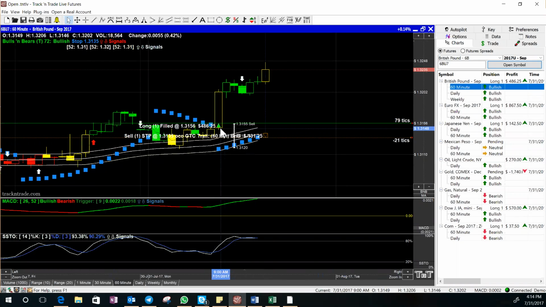I got long the British pound here. Actually, I did an intercept order on the blue light, which worked extremely well. I put that order down here and then got in blue light here, and it shot straight up. So that trade is doing very well. It's up 486. As you can see here, I've got a trailing stop down here following the blue light on the lower side.